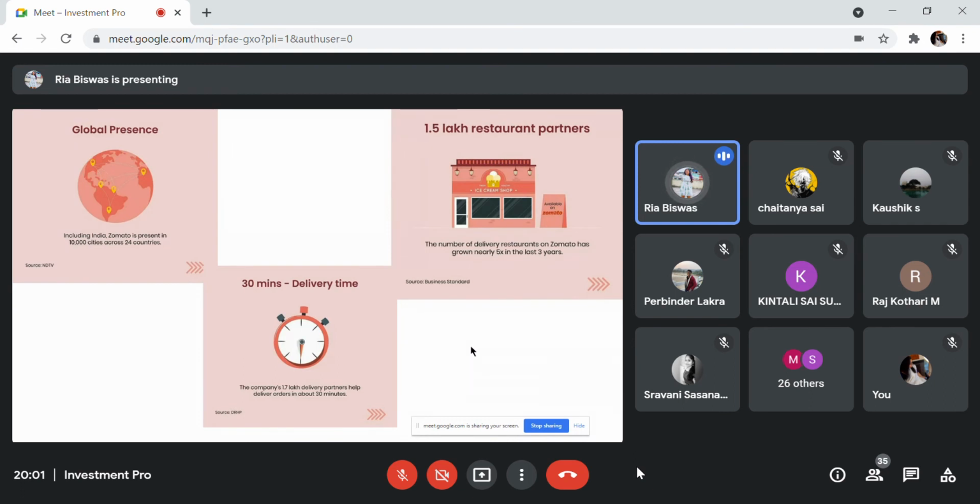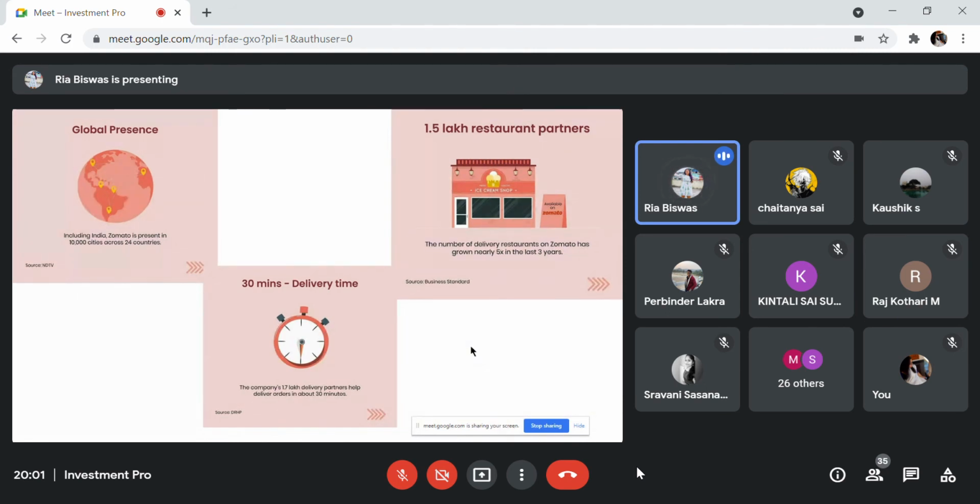So Zomato has 1.5 lakh restaurant partners. The number of delivery restaurants on Zomato has grown nearly five times in the last 3 years. You can see the level of growth, like going from three balls to five multiples, in just these 3 years.